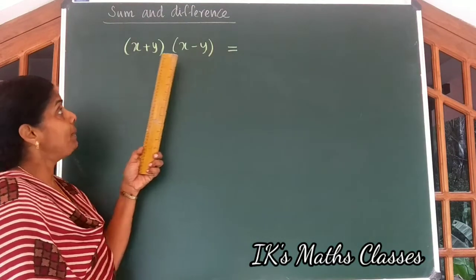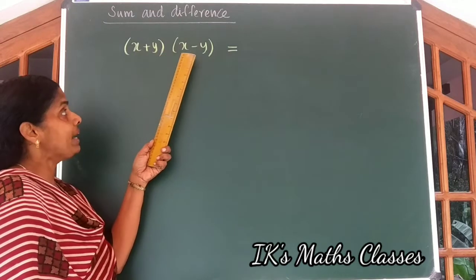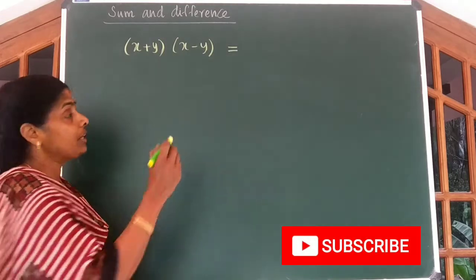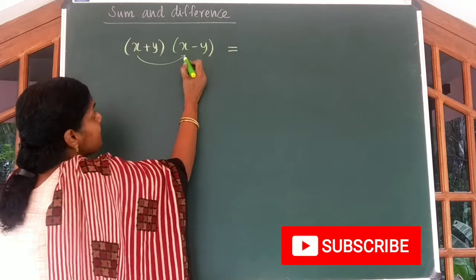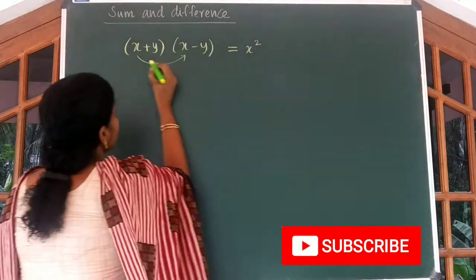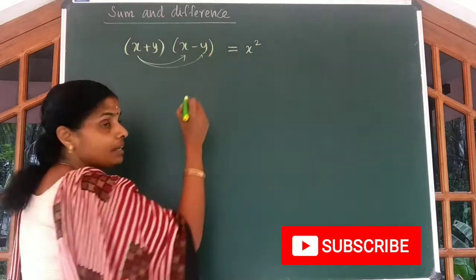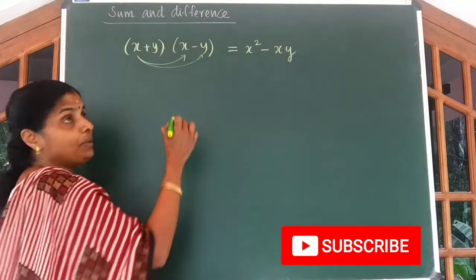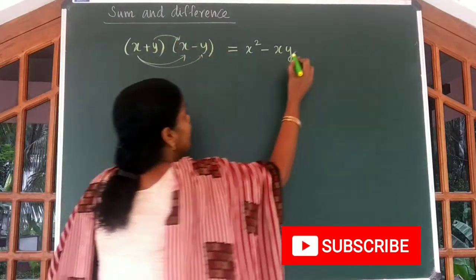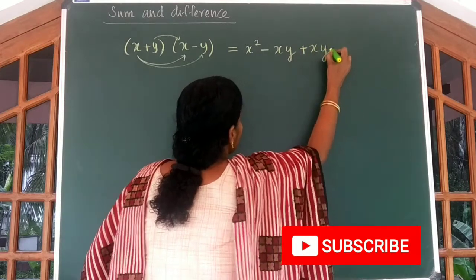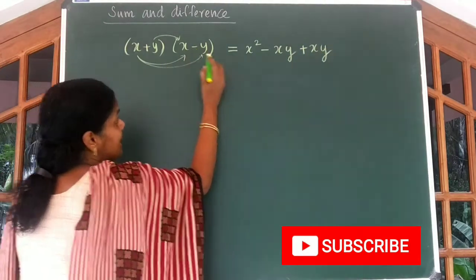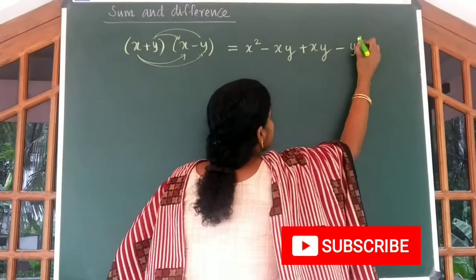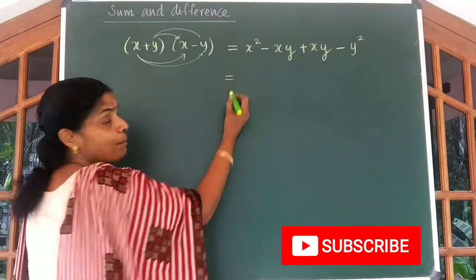Now we have to multiply the terms x and y with x first, and x and y with minus y next. Okay, so let us multiply x with x, we get x square. Then we have to multiply x with minus y, which gives you minus xy. Now multiply y with x, we get positive xy. Plus into minus gives you minus, y into y gives you y square.